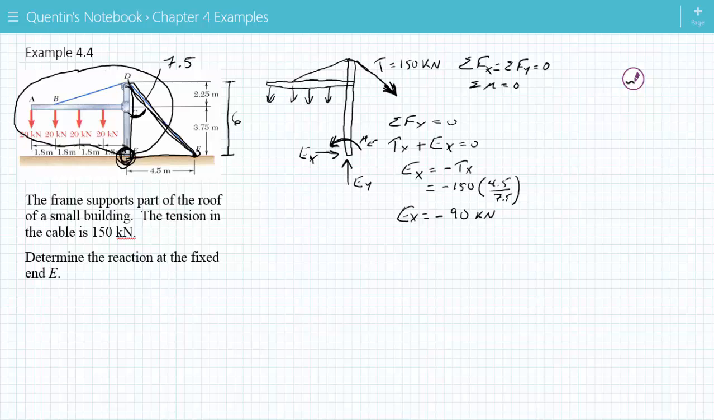Which just means it's in that direction. Okay, so there we go, our E in the x. Now let's do the sum of the forces in y, because that seems like a good thing to do. So the sum of the forces in y equals 0.